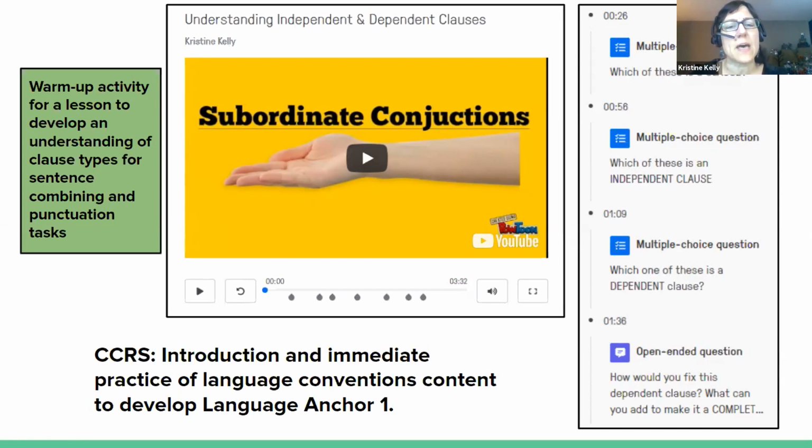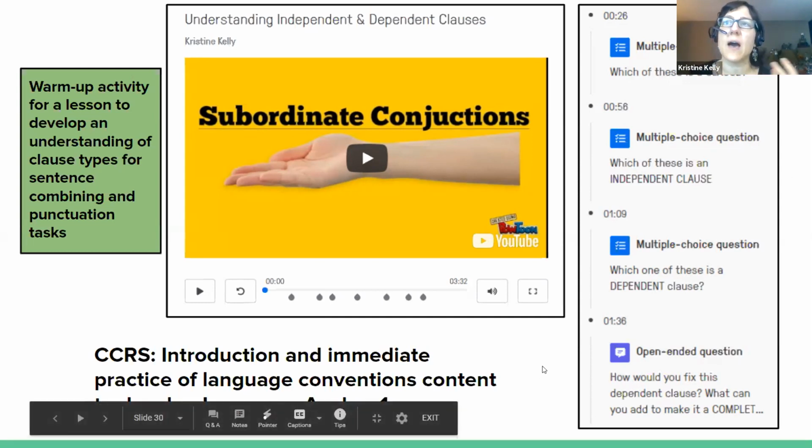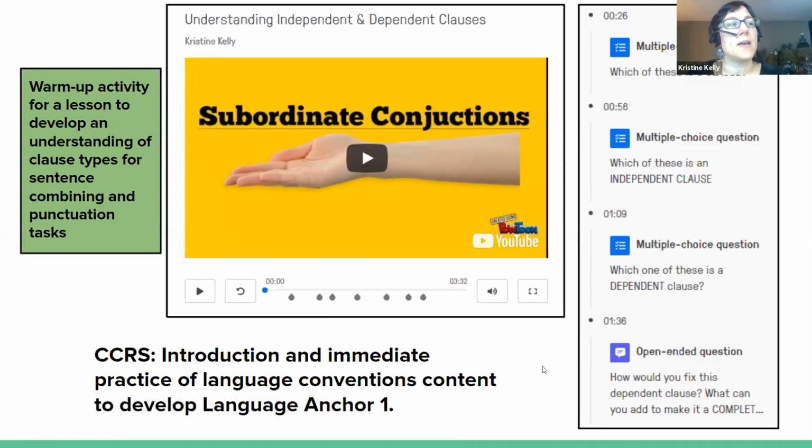Again, I'm still learning how to use Edpuzzle myself. But introduction and immediate practice of language conventions here, as far as Language Anchor 1, where they have to be able to recognize clauses and start that work of learning sentence types. So these are some concrete examples. Again, it's not an end-all be-all tool. It's not something that I use excessively, but I do use it.